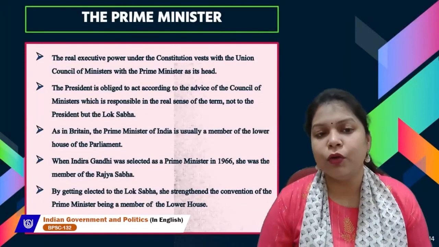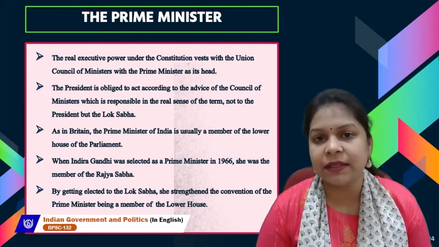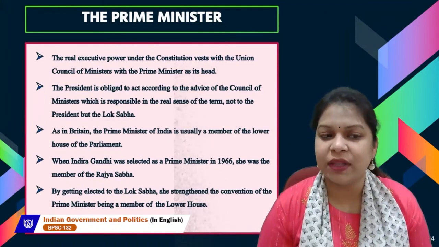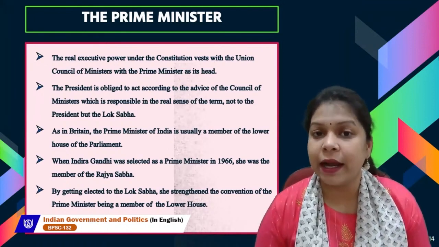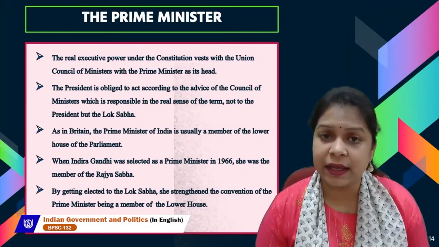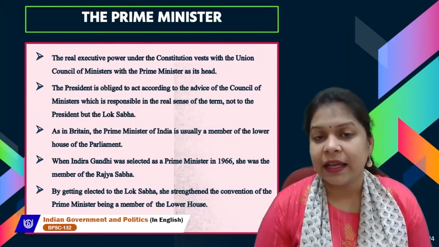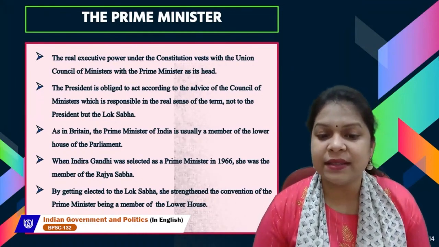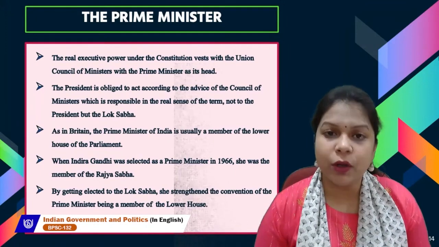Now, let's move forward to know about the prime minister. The post of prime minister is considered to be the head of the government. The real executive power under the constitution vests with the Union Council of Ministers, with the prime minister as its head. So who is the prime minister? He is the head of the Council of Ministers, which executes all the plans and all the policies in the government. The president is obliged to act according to the advice of the Council of Ministers, which is responsible in the real sense of the term, not to the president but to the Lok Sabha. So the Council of Ministers is accountable to the Lok Sabha.